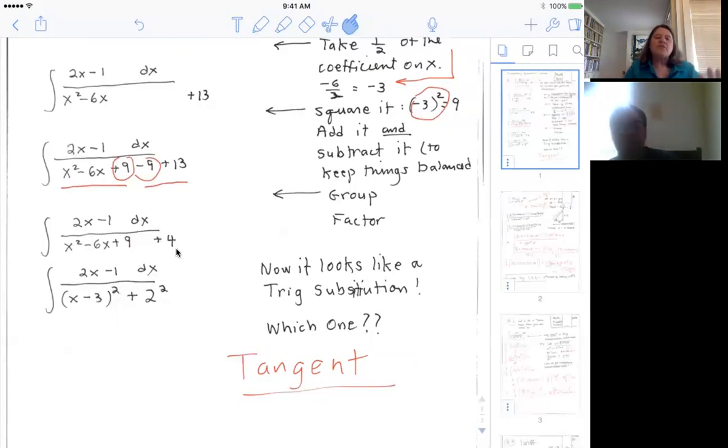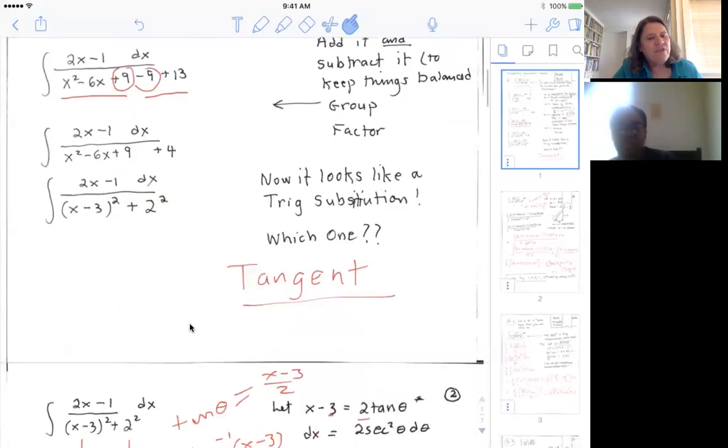Okay, I'm going to stop right there for a second. Are you okay with that? It's a manipulation that writes it in a different form that's going to help us out. Okay, so here's the question. How did that help us out? Notice that this is something squared plus something else squared. That looks like a trig substitution. Looks like a tangent, doesn't it? Because you've got something squared plus something else squared. Agree with that? Okay, so I'm going to keep going.